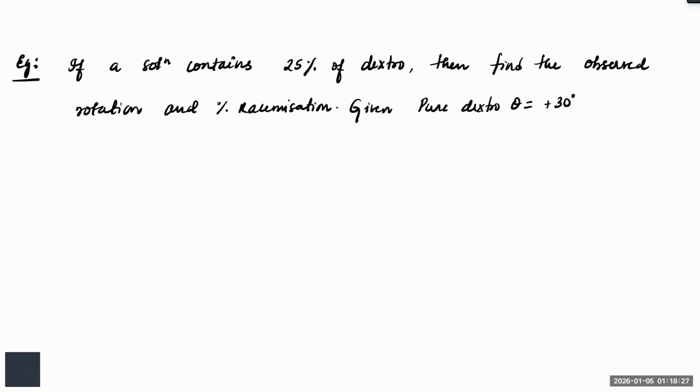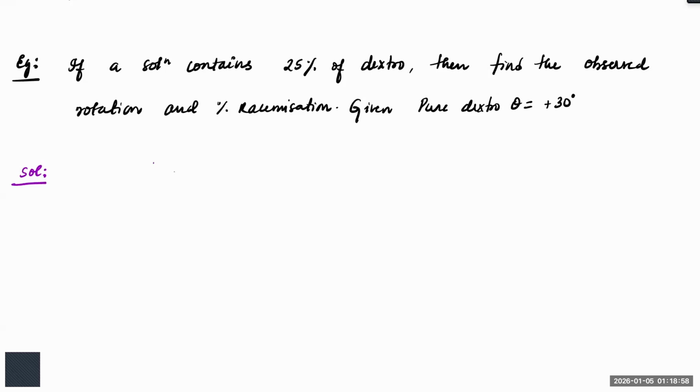Next. If a solution contains 25% of dextro, then find the observed rotation and percentage racemization given the pure dextro is 30 degrees. Okay. Now such type of questions are being asked, where you need to figure out the observed rotation and percentage racemization. So you should be able to figure out. Check it out.